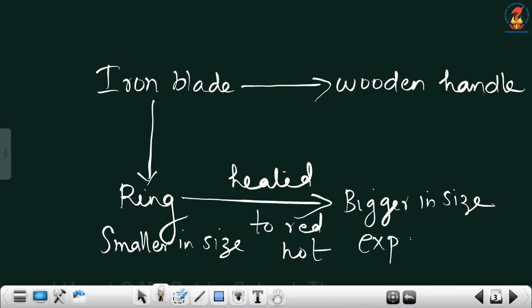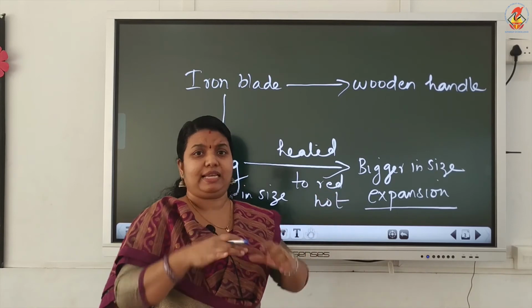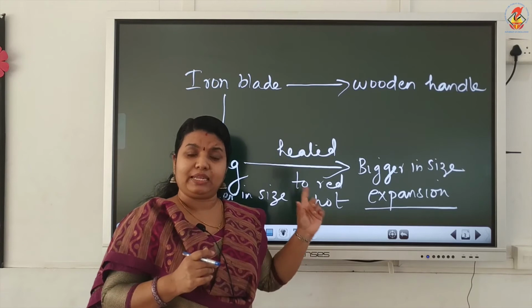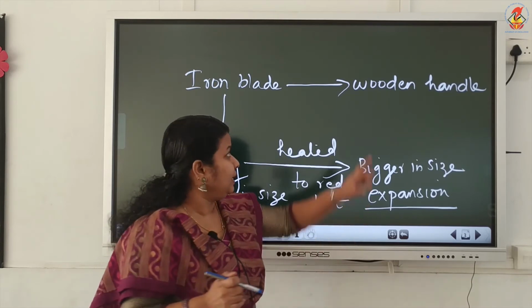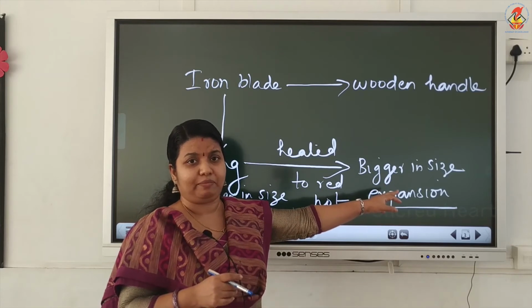This is known as expansion. This is very important. So iron objects, upon heating to red hot, undergo expansion. They become slightly bigger in size. Now the ring is a little bigger in size, into which the wooden handle can be fixed.